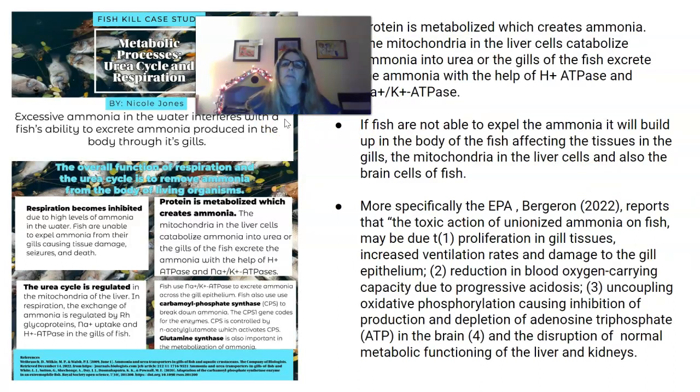Protein is metabolized, which creates ammonia. The mitochondria in the liver of some fish catabolize ammonia into urea, or in other fish, the gills of the fish excrete the ammonia, as talked about previously. If the fish are not able to expel the ammonia, it will build up in their body, affecting the tissues in the gills, the mitochondria in the liver cells, and also the brain cells of fish.